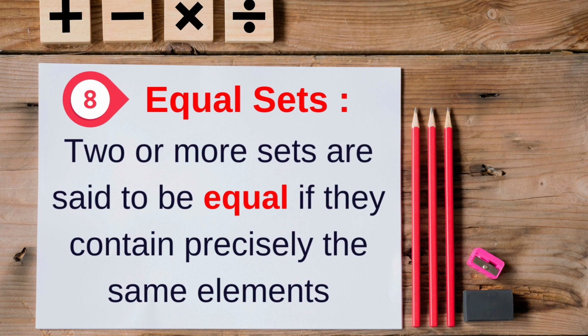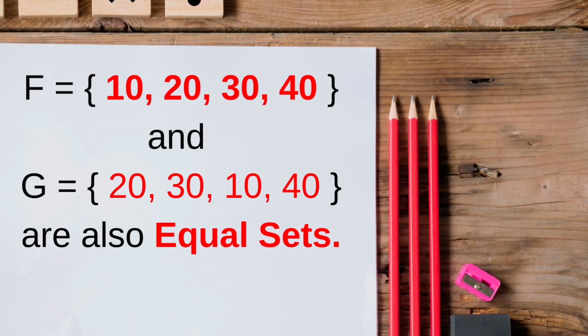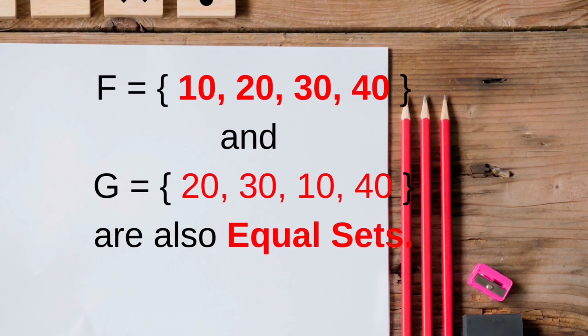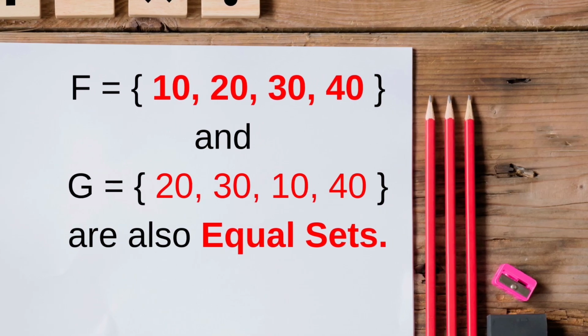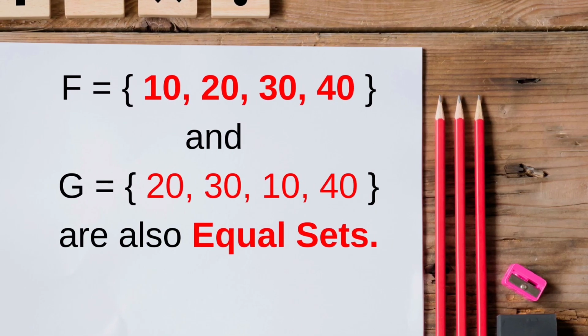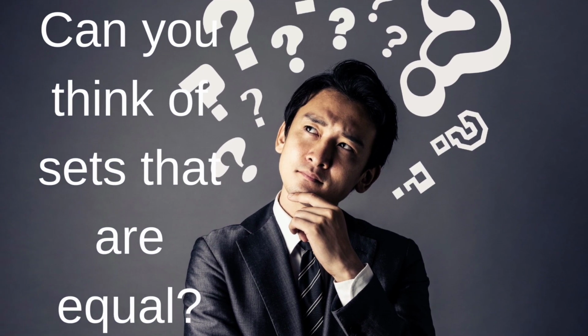Comparing that with equal sets. Sets are equal if they contain precisely the same elements. Sets B and C contain the elements 2, 4, 6, and 8, though their arrangements differ. Similarly, F and G contain the elements 10, 20, 30, and 40. Sets of this nature are called equal sets.